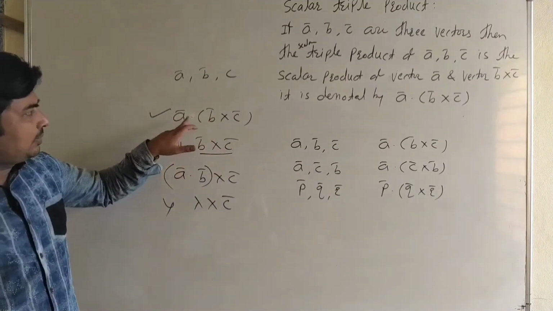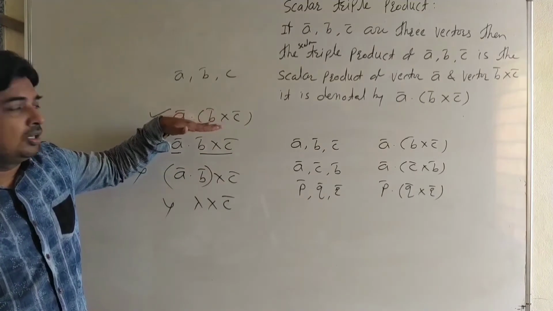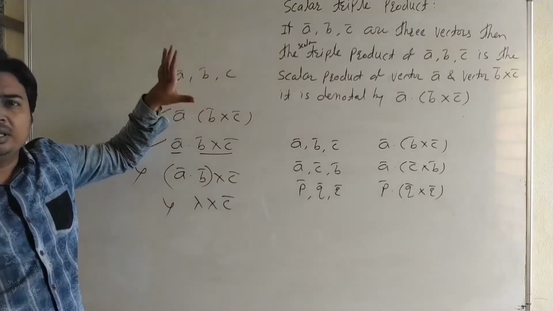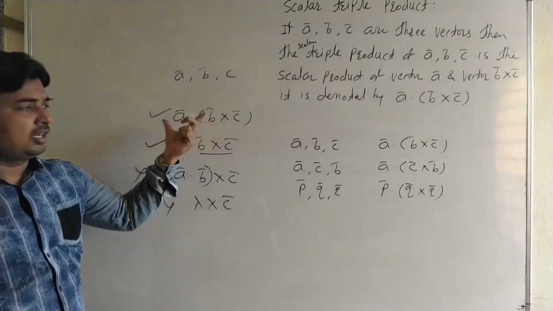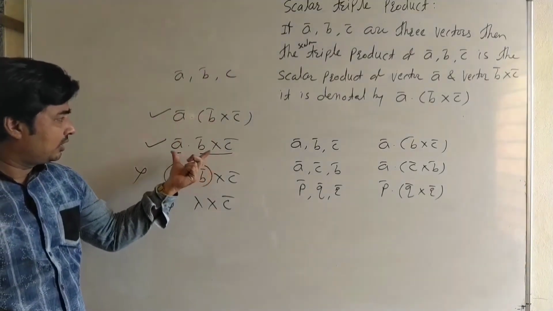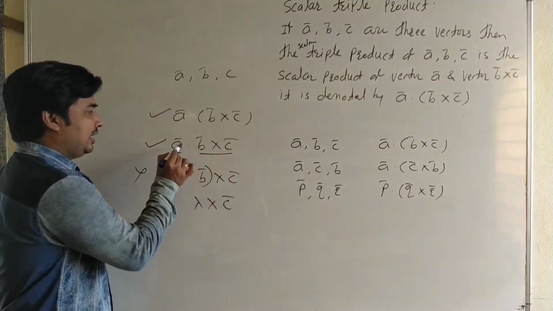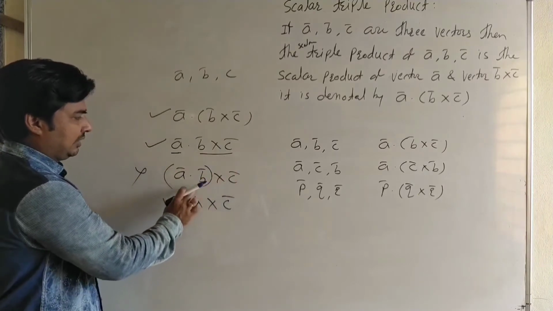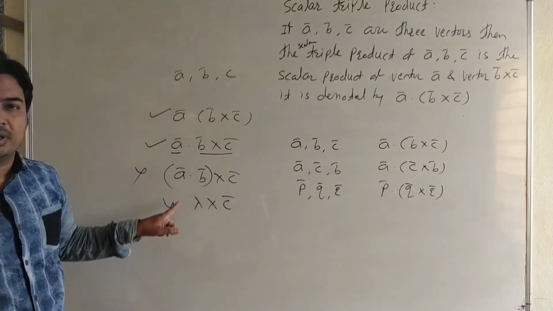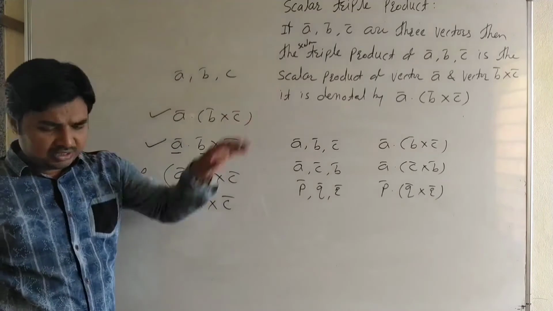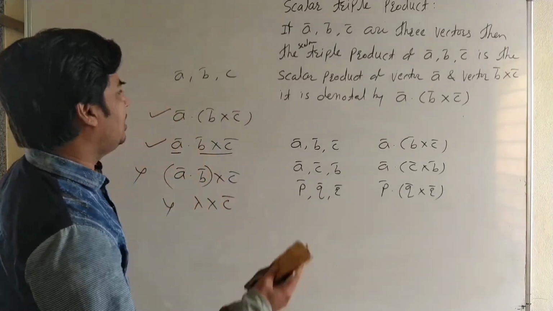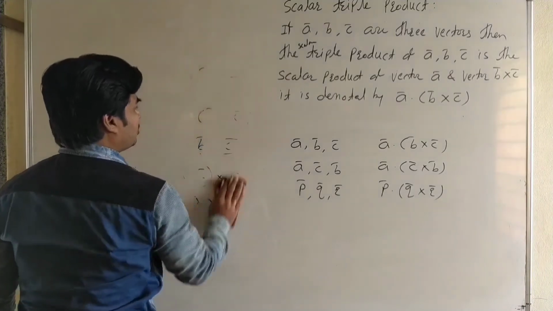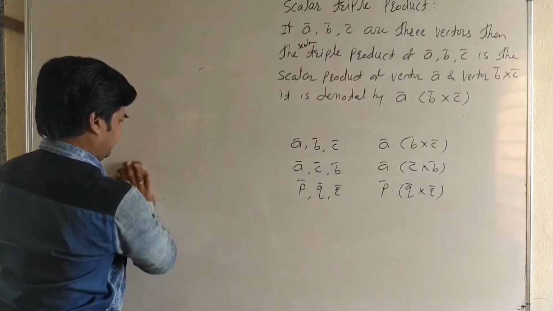Okay. A bar dot B bar cross C bar. It is a triple product. Written this way, it is clearly understood. Okay. Triple product. But here we can write it in this way. Then it is A bar dot B bar cross C bar. See carefully. It is the definition of the scalar triple product. Scalar triple product is also called a box product.